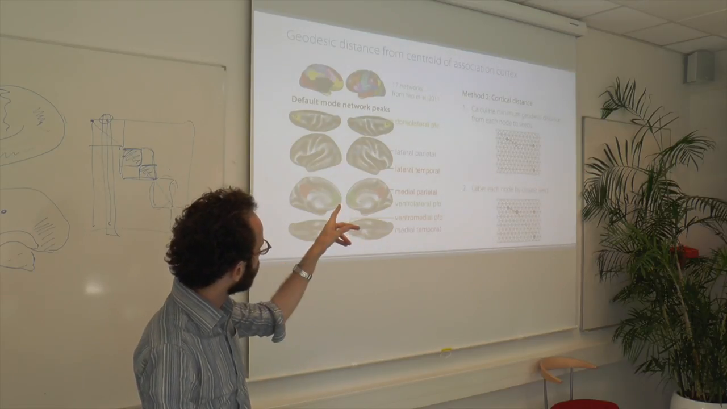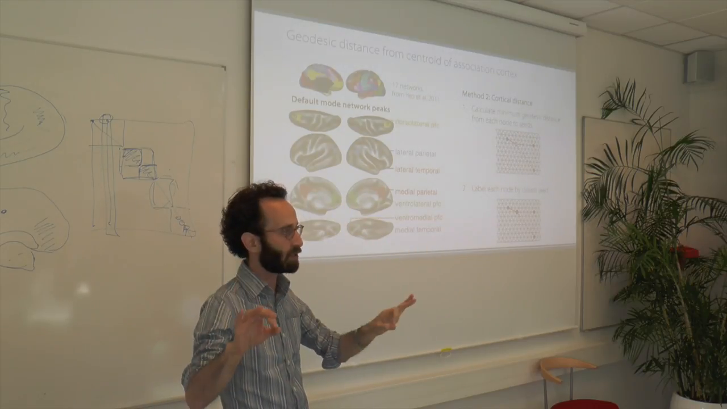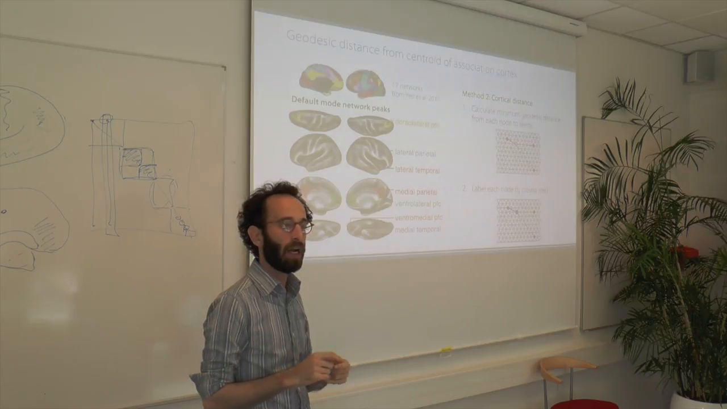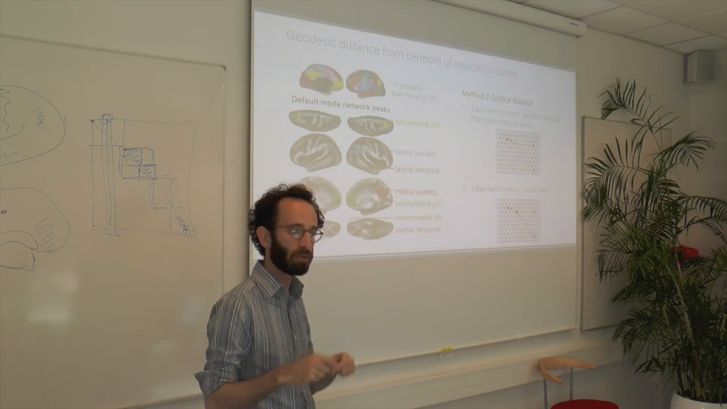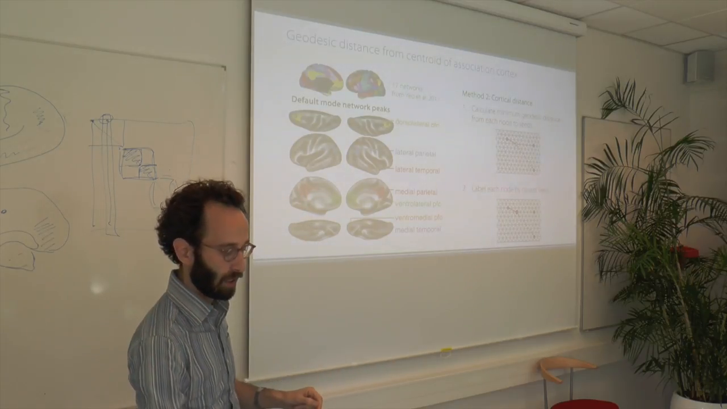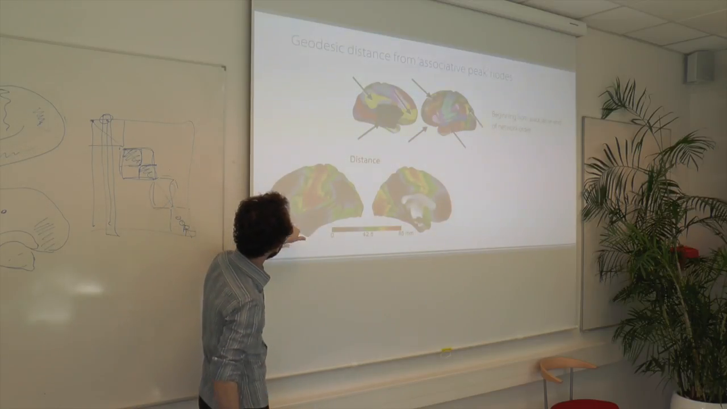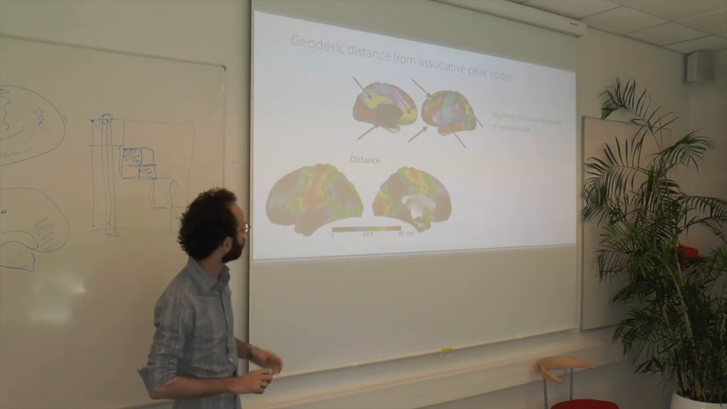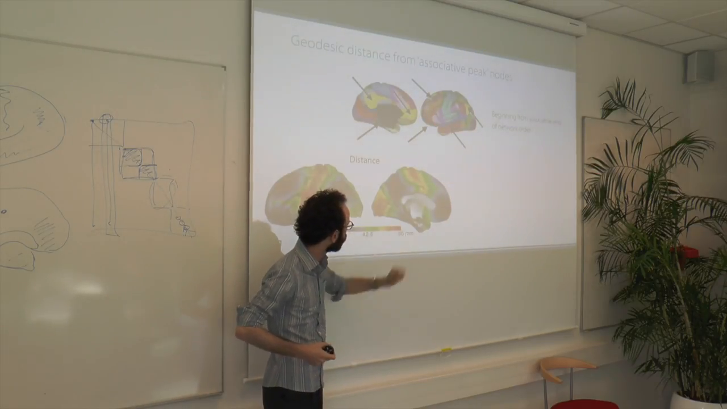I'm going to use two different methods here. The first one is simply asking the question, if we take all of the center points of the default mode network, how far away is every other point in the cortex from those? So what's the minimum distance of every point in the cortex from the default mode network? And here's what we see. In black are the peak points of the default mode network, and as you get further away, the colors get brighter.